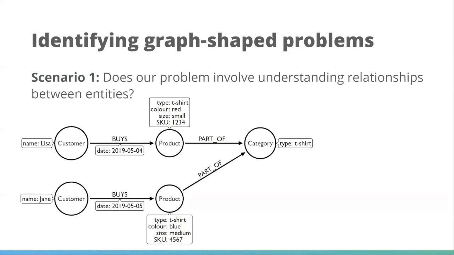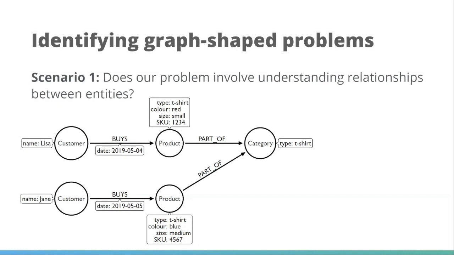And the example that we've got here, we've got two different customers, and whilst they're buying two different t-shirts, so we've got different stock keeping units for those t-shirts, they all fit into the same category of t-shirt. And the example I'm trying to show here from a graph-shaped problem is maybe there's things we want to understand. So we may want to understand what combination a specific t-shirt is being bought with other goods.